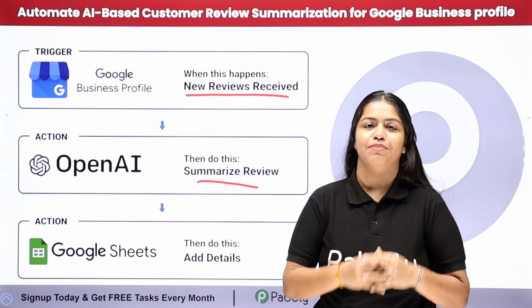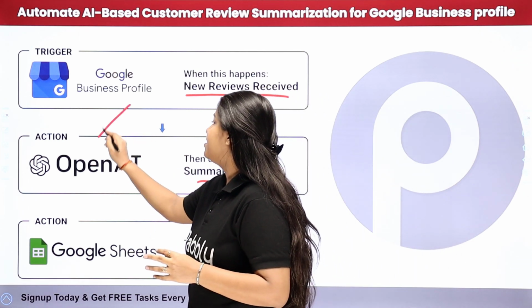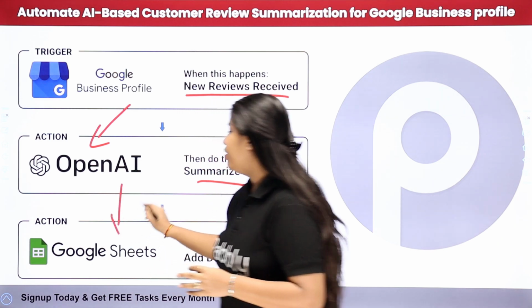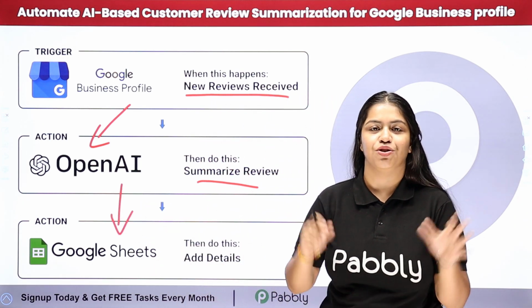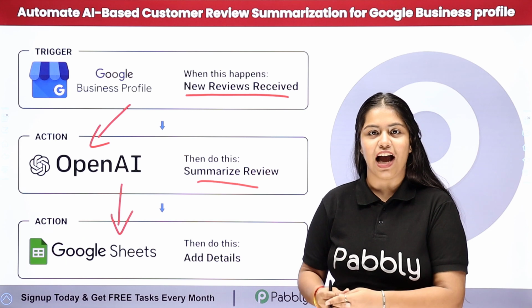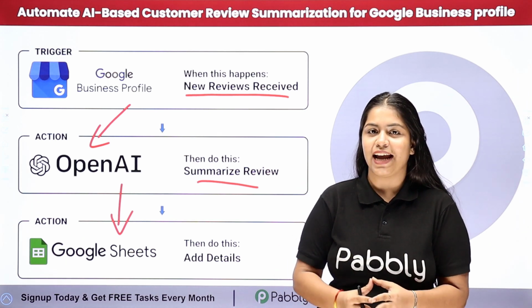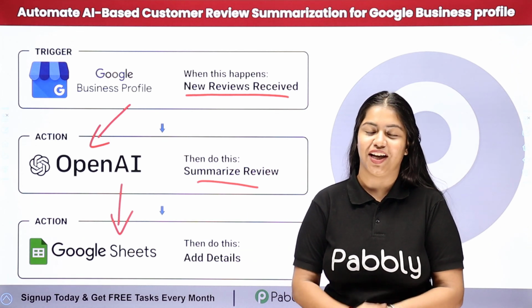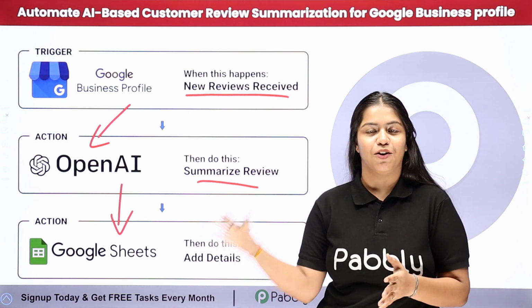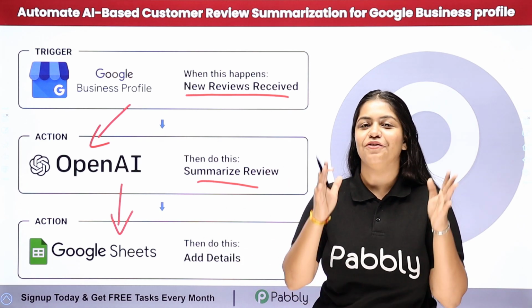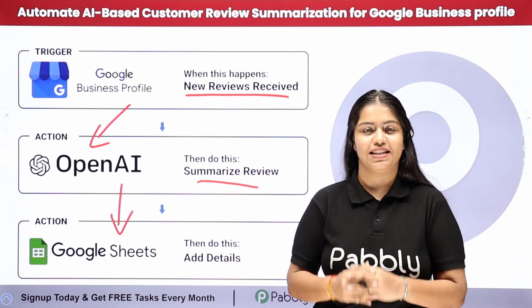So to do this, we are simply going to create a connection between Google Business Profile, OpenAI and Google Sheets. And to create this connection without knowing any programming or coding language, we are going to use Pabbly Connect. It is an amazing automation software. So if you also want to create this amazing automation for your own business, then for that you have to come with me towards my screen.